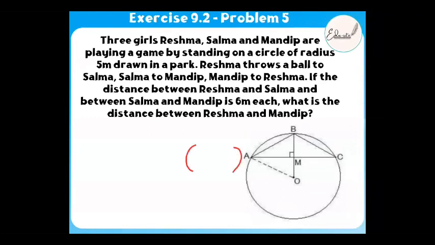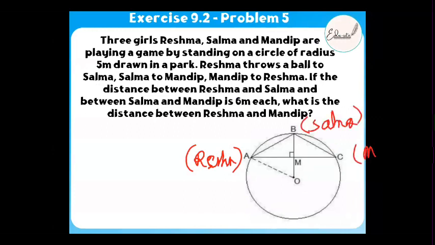Okay. There were three girls standing in a circular pattern. One is Reshma, one is Salma, and who is another one, beta? Is it Mandeep, right? Yeah. Mandeep. Okay. These three are playing a game by standing on a circle of the radius 5 meter.